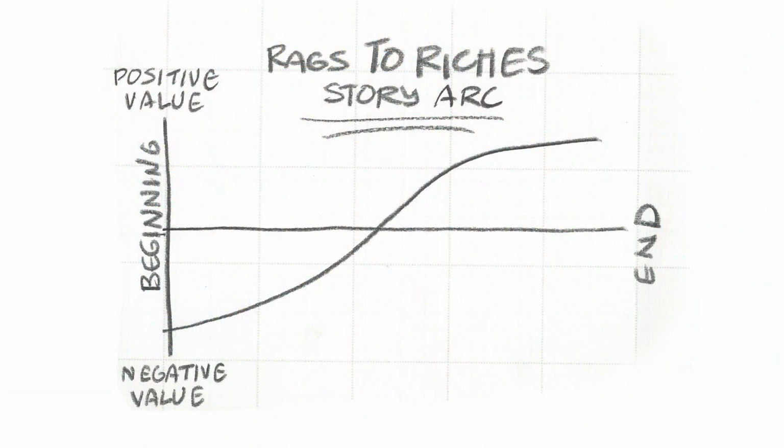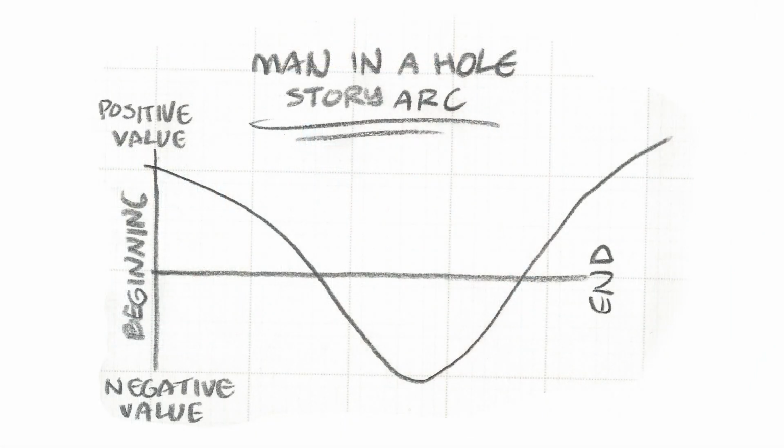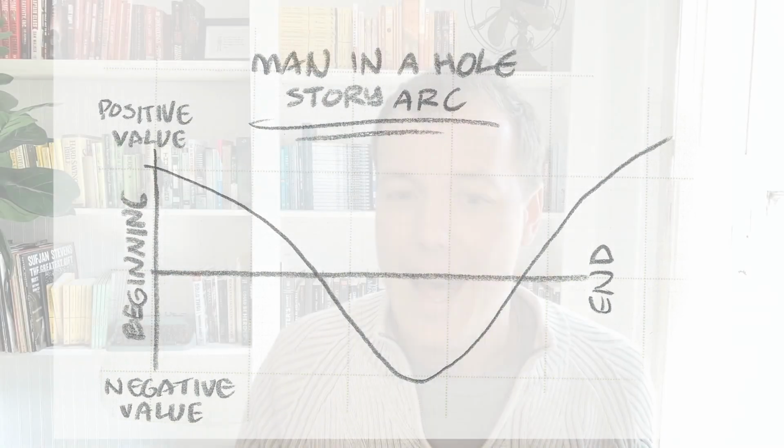The first is the rags to riches plot diagram. Rags to riches is one of the most basic plot diagrams. A character starts in a bad place, and then things get better and better throughout the story. Then you have the man in a hole story arc. In Man in a Hole, the main character starts out in a good place, but then they get into trouble. Then they get themselves out of it, and they finish the story with a happy ending.